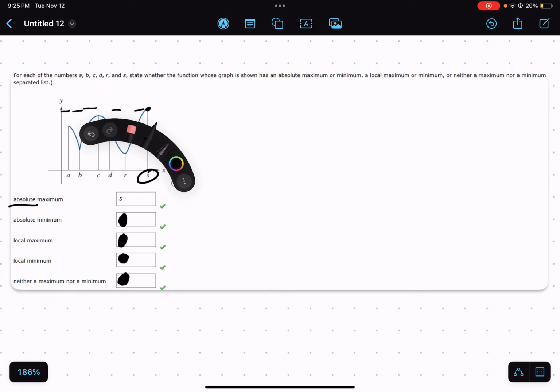At the absolute minimum, it has the same concept. This is at R, which no other point shares, and that's an absolute minimum.